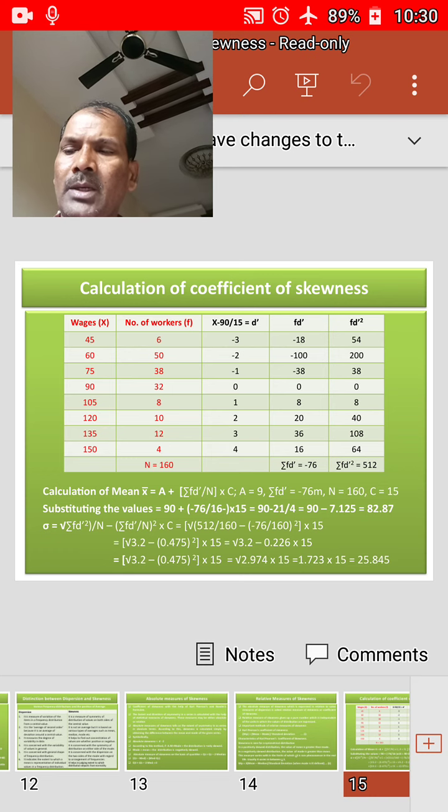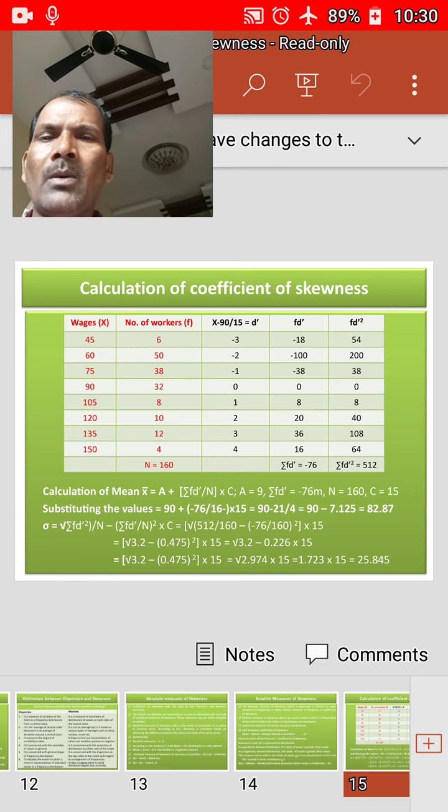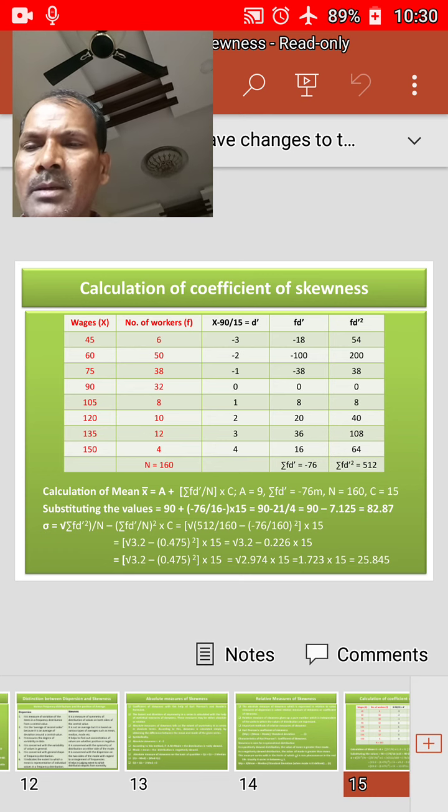Based on this, first we need to calculate the arithmetic mean. We will find the arithmetic mean, and based on that we will find the deviations, which we call d dash. That is required for the calculation of SKP. Hence, in order to find x bar, I am taking the assumed mean as 90. In the given series, x minus 90 by a common factor c. As the figures are big, to make it easy for calculation, I am considering 15 as the common factor.